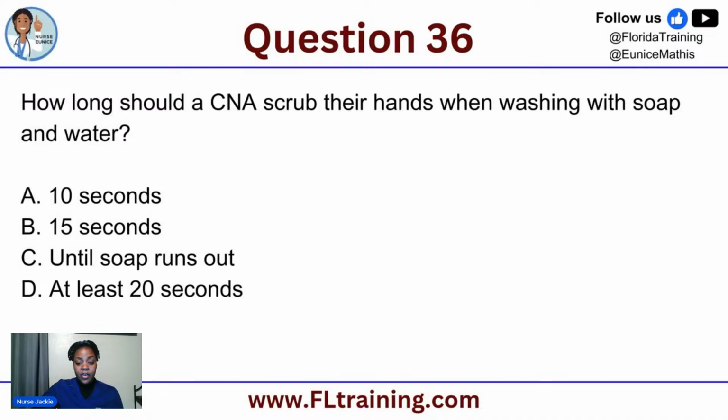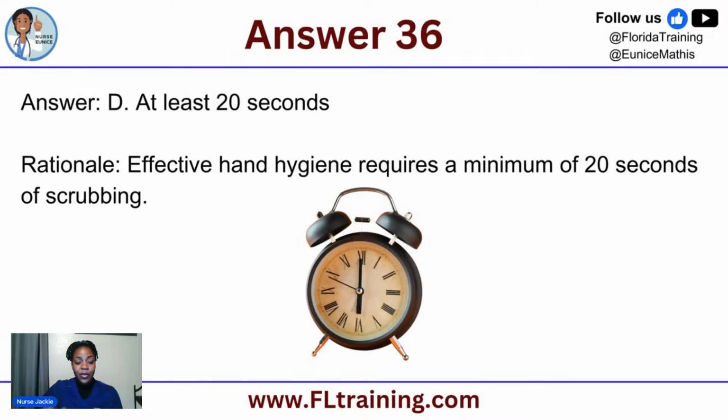All right, here we go in 3, 2, and 1. The correct answer is D, at least 20 seconds. So effective hand hygiene requires a minimum of 20 seconds of scrubbing. So whenever you're washing your hands, be sure that you're interlocking your hands like this, going over this way, scrubbing the palm there, scrubbing the palm, going around the thumb there, and then going around your palms, interlocking those there.